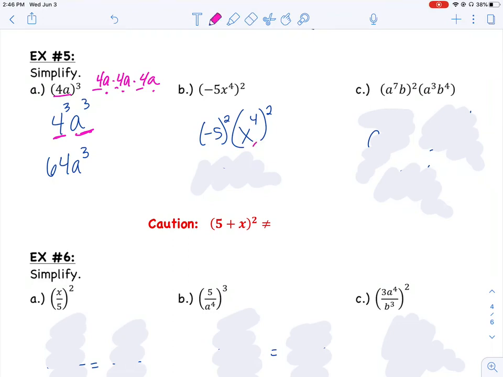And then remember here, when we're raising to a power, if I have x to the 4th and I want to square it, I really just multiply the exponent. So my final answer should be positive 25x to the 8th. All right, look at C.